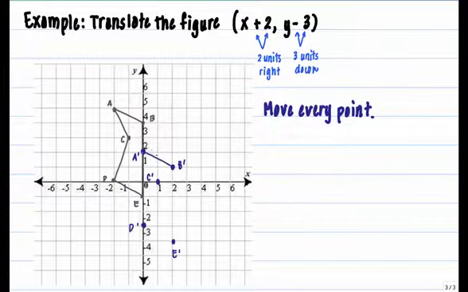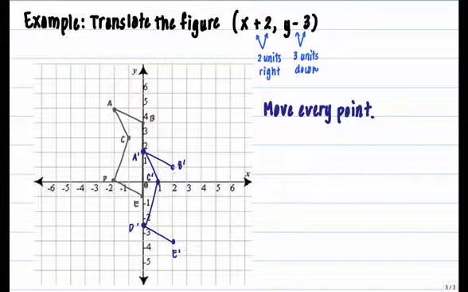Our last step is to connect our vertices, following the pattern we see on our original figure. Our image should have the same size and shape as the original figure. It's just translated to a different location.